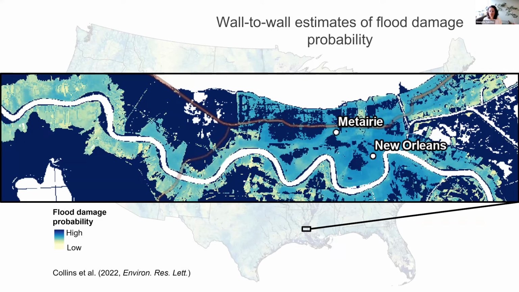And of course, if we get closer, then we can better understand what's going on here. So I'm zooming into New Orleans, where you can clearly see how damage probability varies across the landscape. This information can be used by planners to better understand damage probability. And of course, it can also be used by communities themselves to better make decisions to protect themselves.